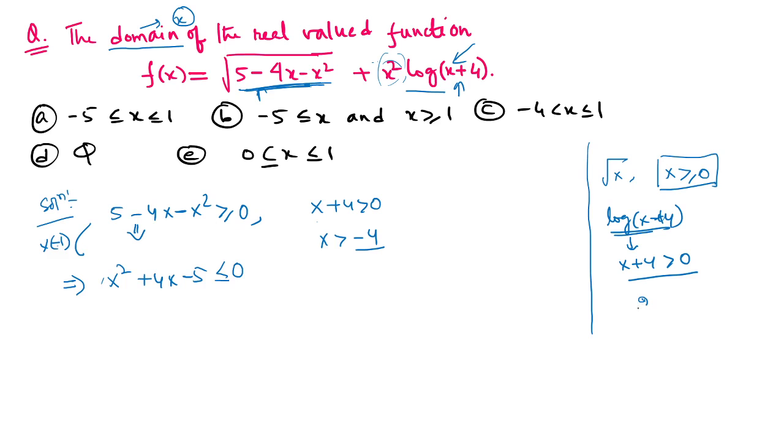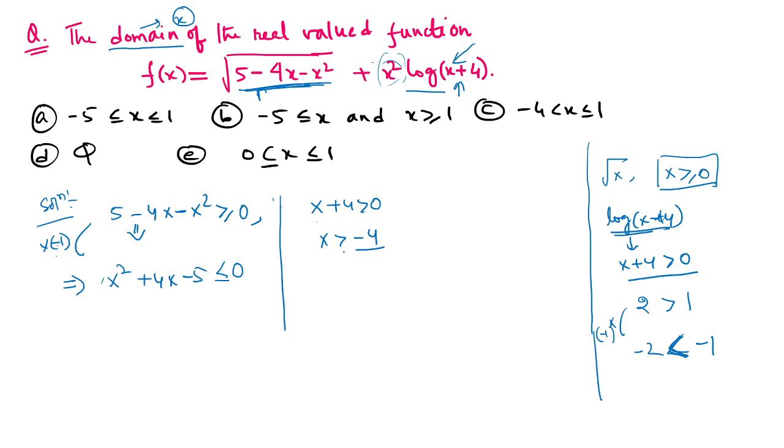For example, 2 is greater than 1, but if we multiply by minus, minus 2 and minus 1, minus 2 is less than minus 1, so the inequality changes. Now taking minus common, it is greater than or equal to 0, and we make it less than or equal to 0.